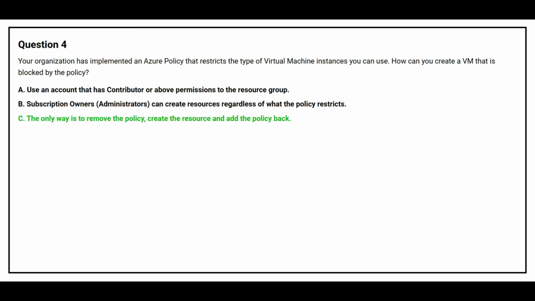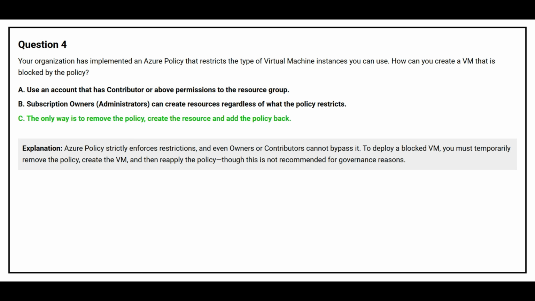The correct answer is option C. The only way is to remove the policy, create the resource, and add the policy back. Azure policy strictly enforces restrictions, and even owners or contributors cannot bypass it. To deploy a blocked VM, you must temporarily remove the policy, create the VM, and then reapply the policy, though this is not recommended for governance reasons.